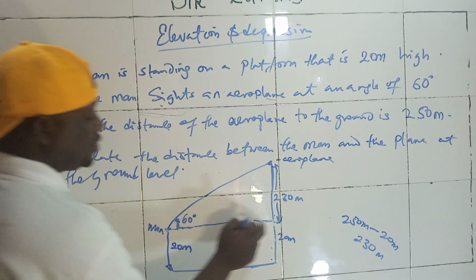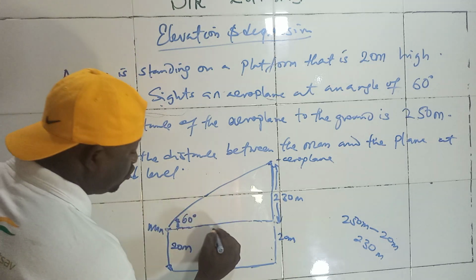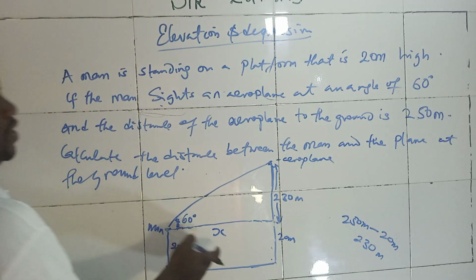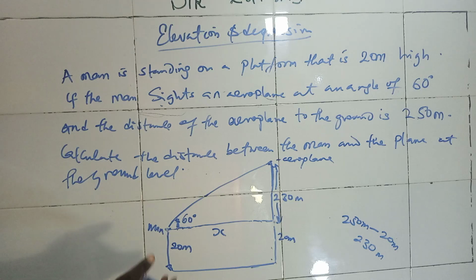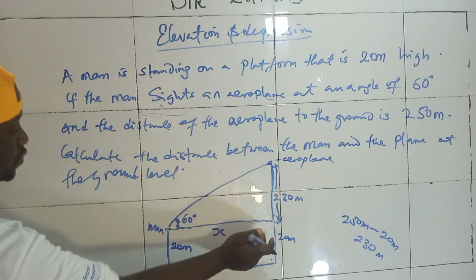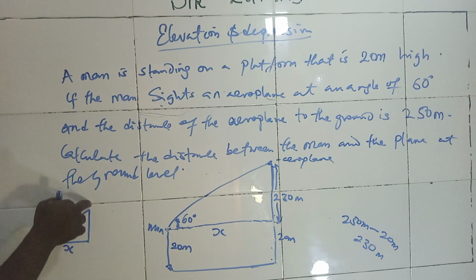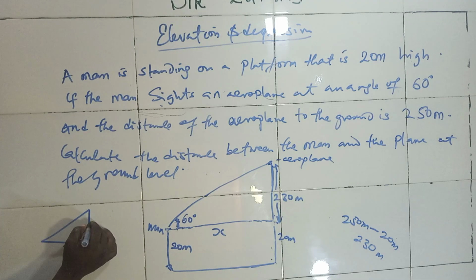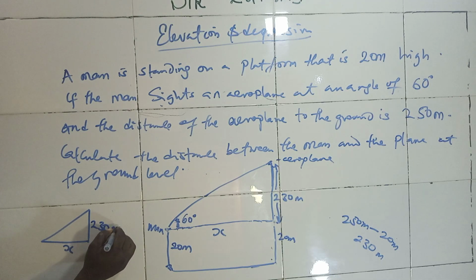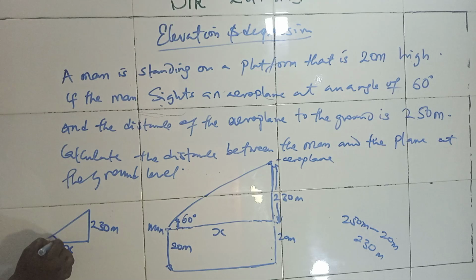So they said we should calculate this place. So we can say let this place be what? X. So if you like, you can now redraw the triangle again. If you redraw this one out, you are going to have this. So I want to determine X, because that's the distance between the man and the aeroplane from the ground level. So this place is 230 meters. So this is 60. So how do I determine X?